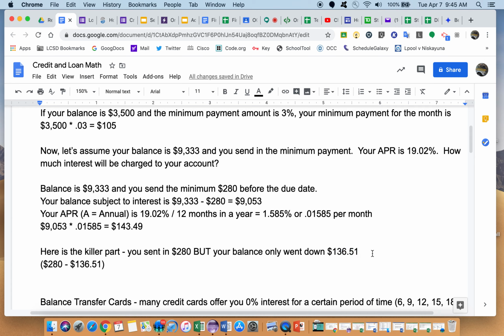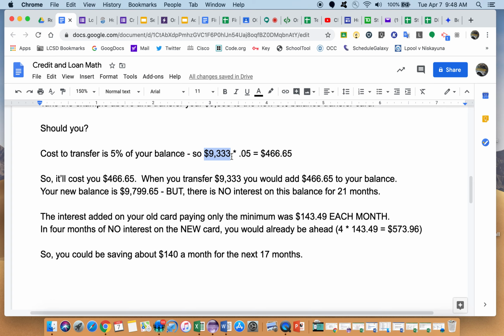So here's the math. Let's figure it out. If I do transfer that $9,333 to a whole new card, it's a brand new card, totally different. So you go from a Citibank card to a Bank of America card, or a Bank of America card to a Chase card, or a Chase card to a KeyBank card. You transfer the whole balance. In this case, it would cost you $466 to do it.